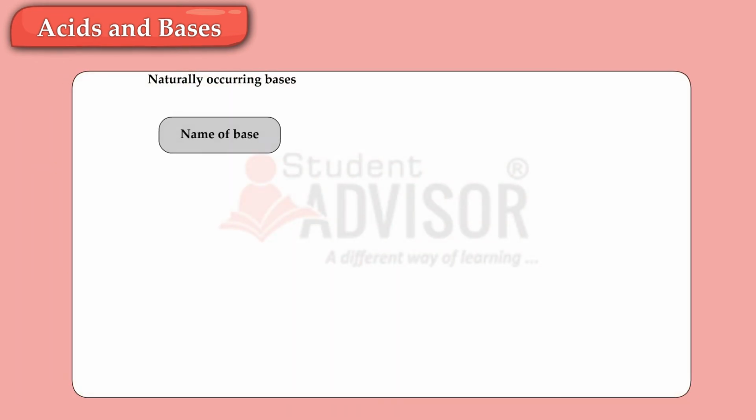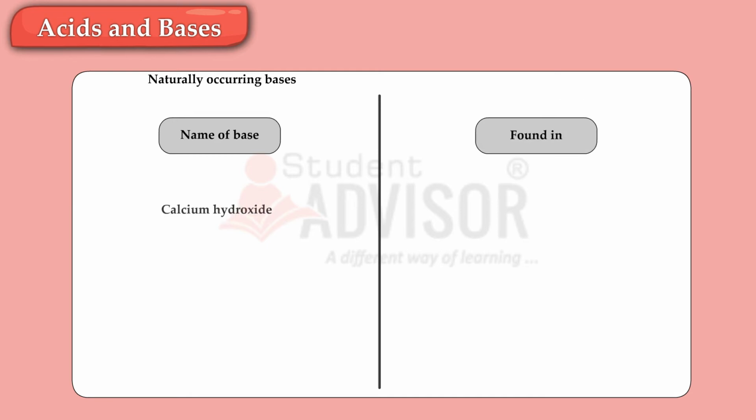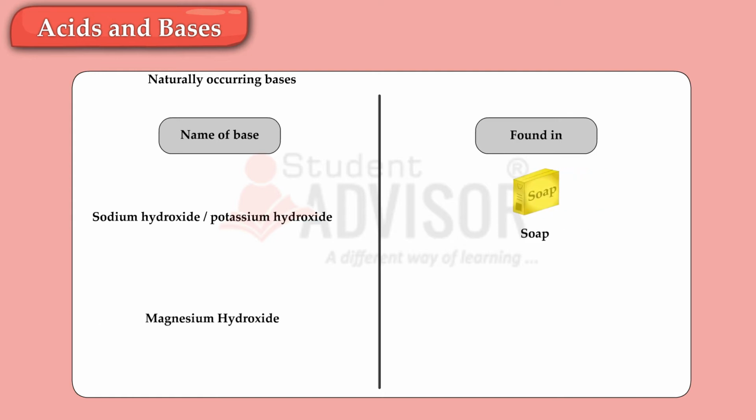Name of base, found in: calcium hydroxide, lime water; ammonium hydroxide, window cleaner; sodium hydroxide or potassium hydroxide, soap; magnesium hydroxide, milk of magnesia.